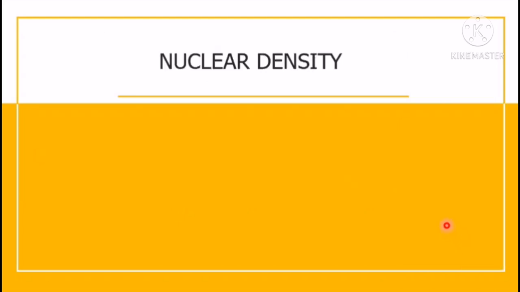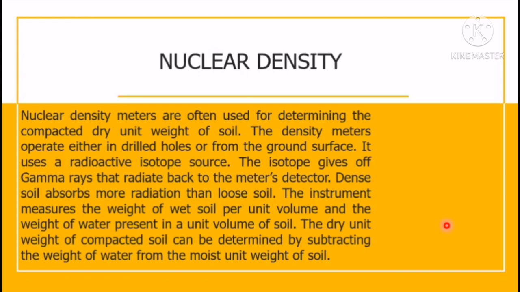And lastly, we have what we call the nuclear density. Nuclear density meters are often used for determining the compacted dry unit weight of soil. And the density meters operate either in drilled holes or from the ground surface.